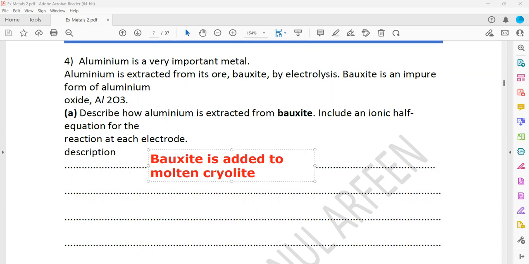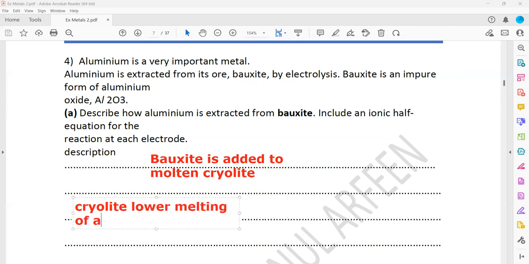What is the purpose of adding cryolite? This cryolite will lower the melting point of aluminium oxide. And it will concentrate the ore, meaning we'll have more aluminium in it.